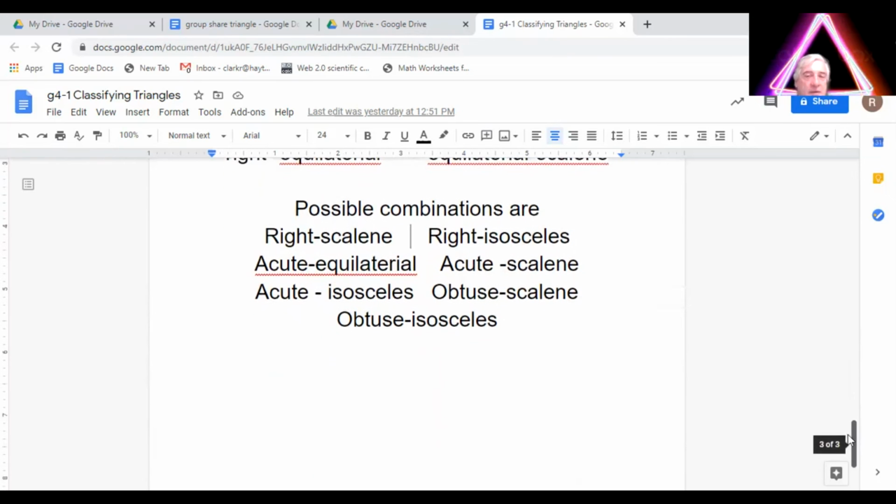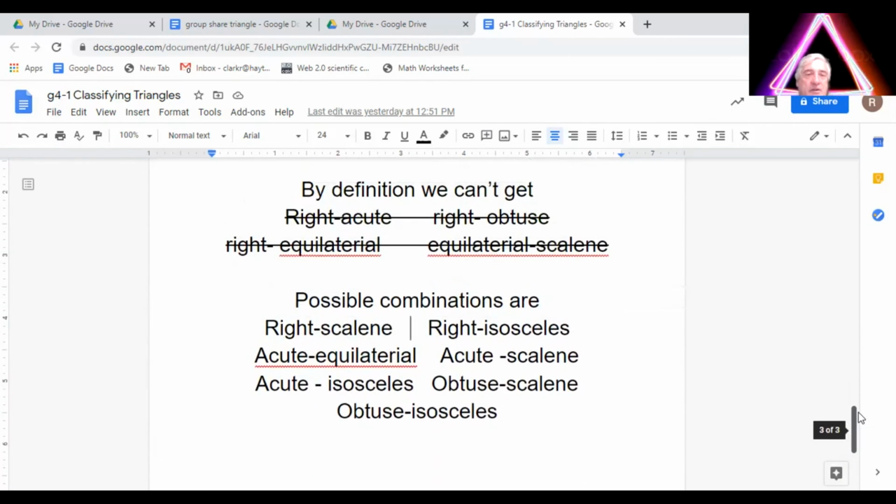So you all learned a lot about triangles before you got to geometry. This chapter should be really easy for you.